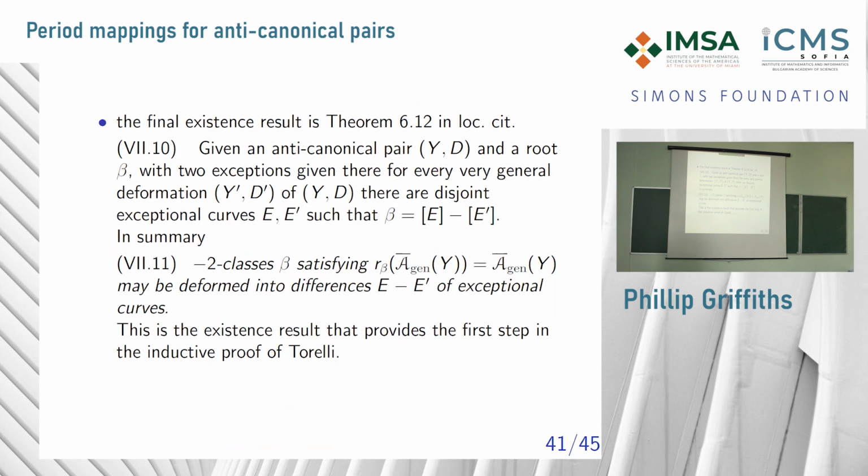So the final existence theorem in the proof is, given an anti-canonical pair and a root, with two exceptions that are given in the references there, there are disjoint exceptional curves such that beta is the difference. So you're looking at very general deformations, and what you're saying is that for any -2 cohomology class on a very general deformation, it's the difference of two exceptional curves meeting a segment.